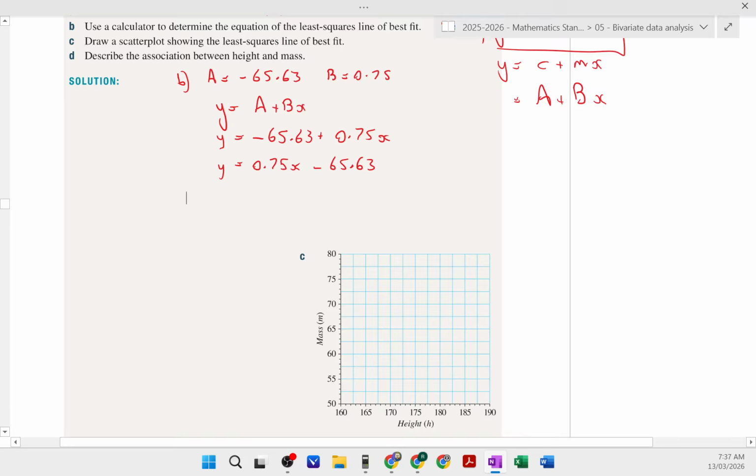All right, so question C says draw a scatter plot, and then you have to draw the line of best fit. I'm going to pause while I put the dots on there, because otherwise you'll just be sitting watching me put dots. So I have now drawn it, put all the dots on there, and put the least squares line of best fit.